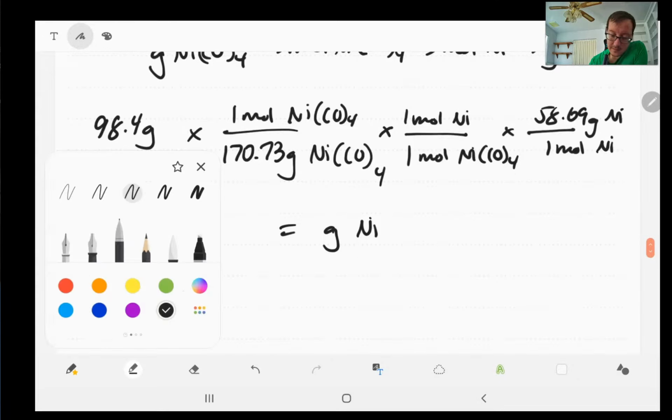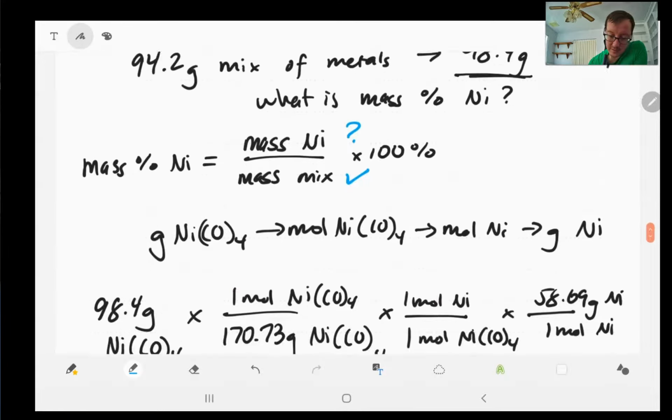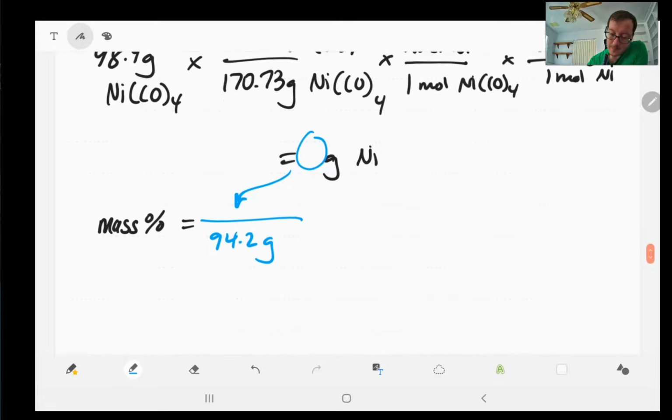So that'll be whatever number you get here over 94.2 grams for that mixture, times 100%, whatever it is. So whatever number you get, plug it in there, and you'll end up with your mass percent. Okay?